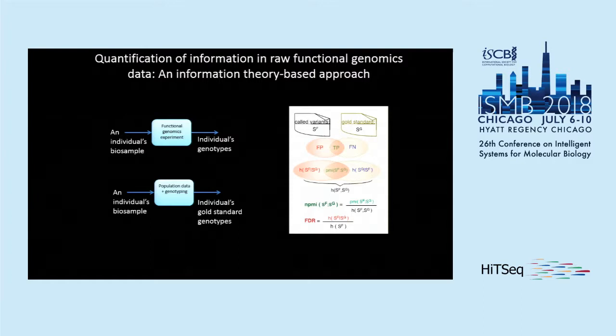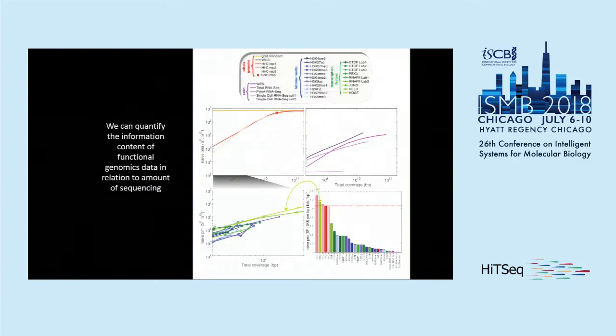What we can also do is subsample reads from the ChIP-seq or RNA-seq experiment. For each subsample of reads, we do the genotyping, intersect it with the gold standard, and quantify the information. And now we can compare it with the information that you would get if you had the high-quality genotypes. From this plot, it's not surprising that as you sample more reads, you will get more information. It's also not surprising that high-depth experiments like HiSeq will give you better genotypes compared to experiments like single-cell RNA-seq or ChIP-seq.